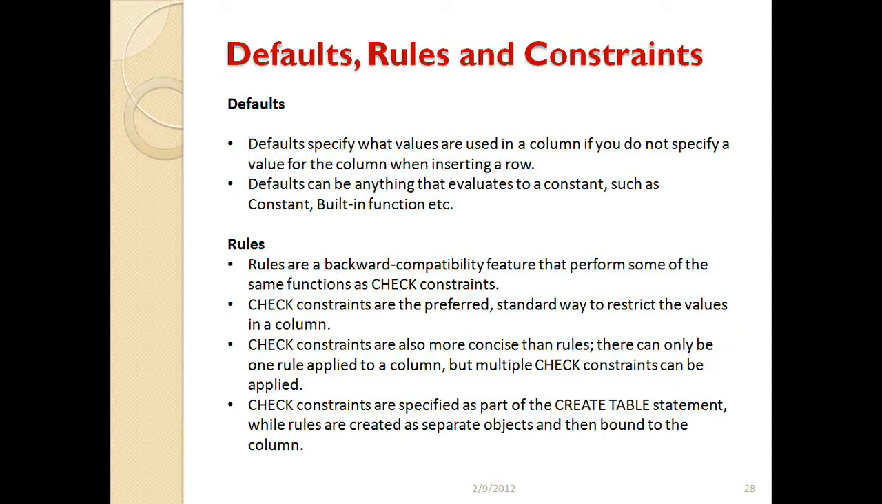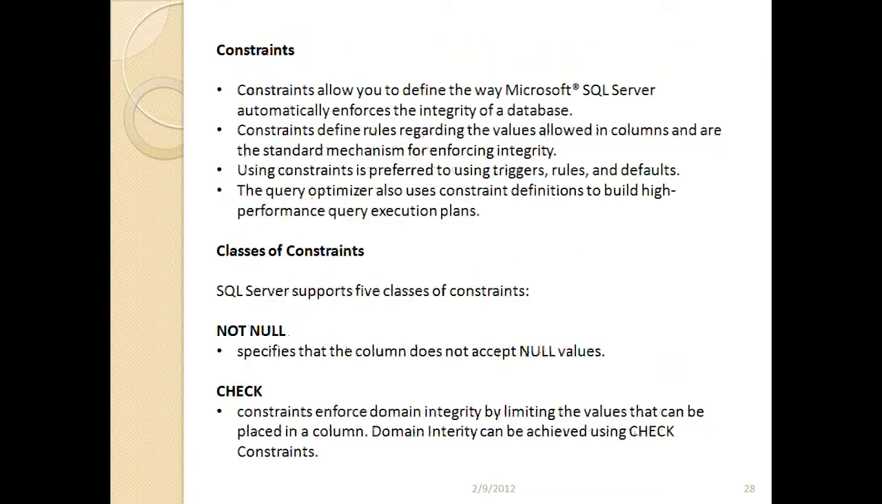Check constraints are the preferred and standard way to restrict the values in a column. Check constraints are also more concise than rules. There can be only one rule applied to a column, but multiple check constraints can be applied. Check constraints are specified as part of the create table statement, while rules are created as a separate object and then bound to the column.